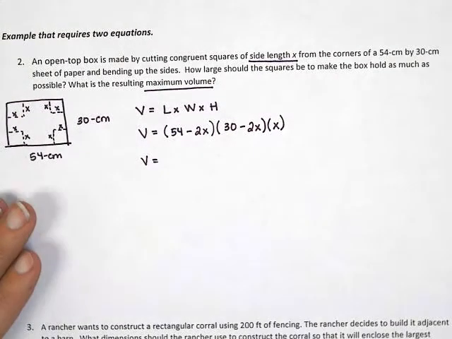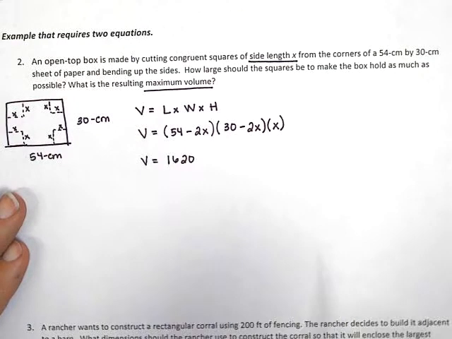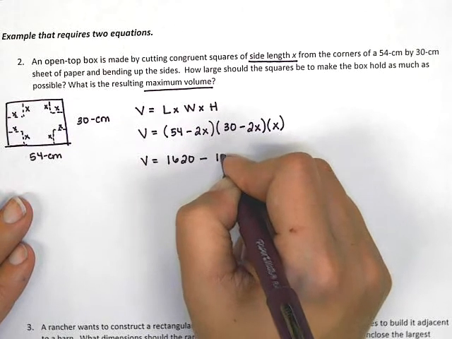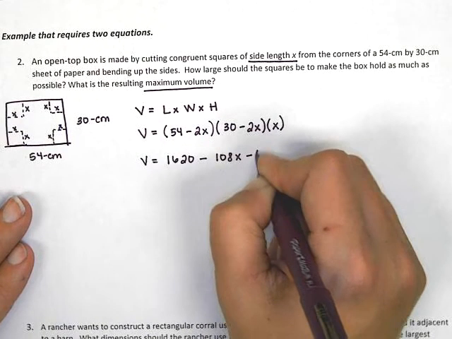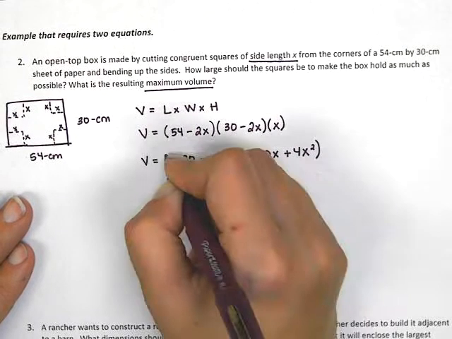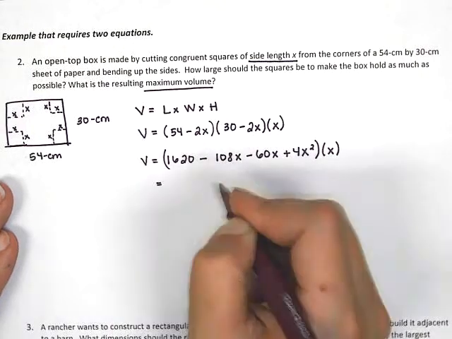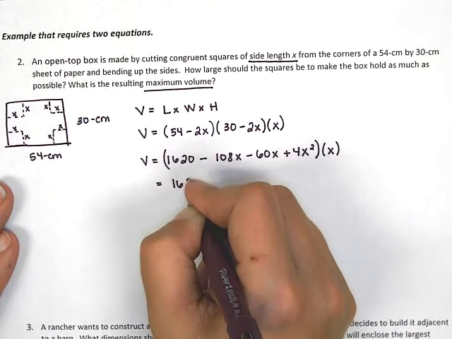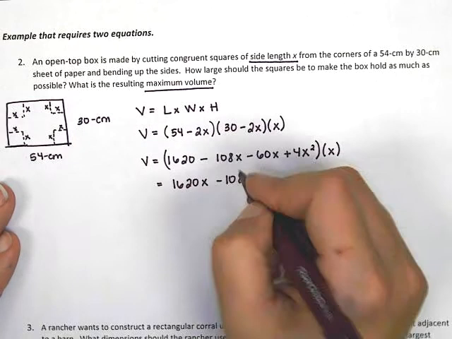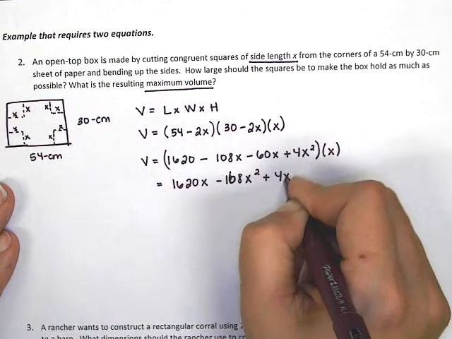I'm going to go ahead and multiply this out to get a simpler formula. So 54 times 30 would be 1620 minus 54 times 2 is 108x minus 60x plus 4x squared. And this is all times x. If I simplify that again, I get 1620x minus 168x squared plus 4x cubed.